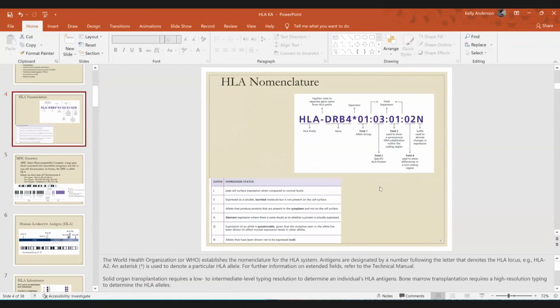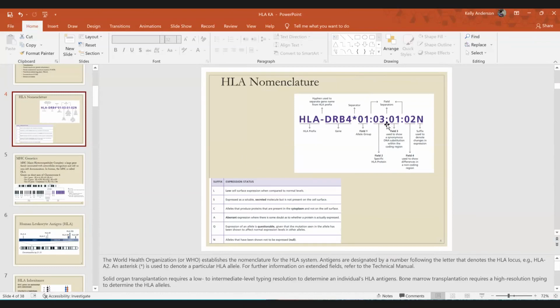So and this is very confusing. This is called the first group. So this is the gene. So this would be A, B, C, DR, DQ, DP, whatever gene you're looking at. And then the first group is considered the allele group. So if you're looking at like kidney or organ transplants, you're only required to have the first group, or for platelets. So you just need to know the patient is A1, A2.